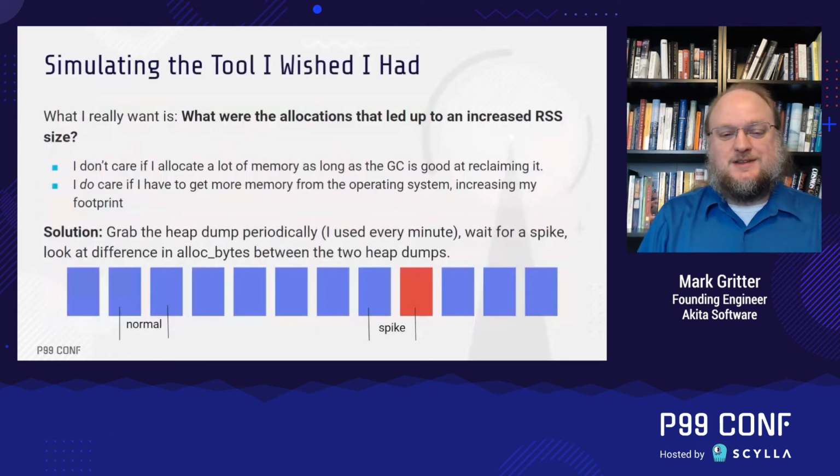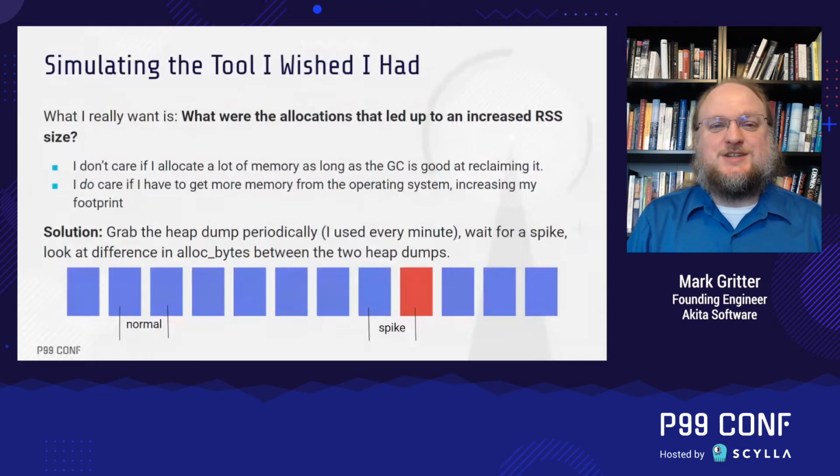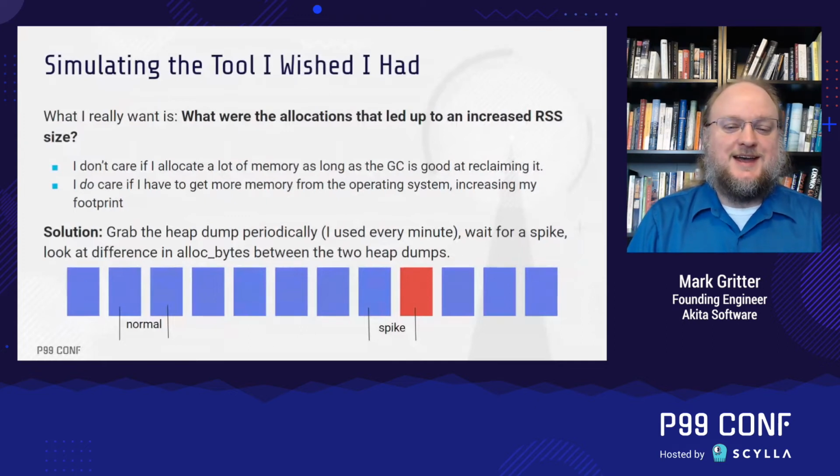What I really wanted, though, was a tool that I didn't have. I wanted to know which allocations were most likely to cause an increase in the overall resident set size of the application. I don't care if I allocate a lot of memory that the garbage collector just immediately reclaims without problems. I do care if I have to go to the operating system for more memory, increasing the agent's footprint.